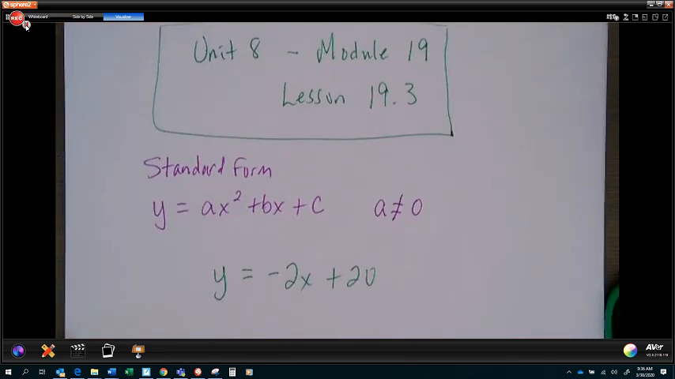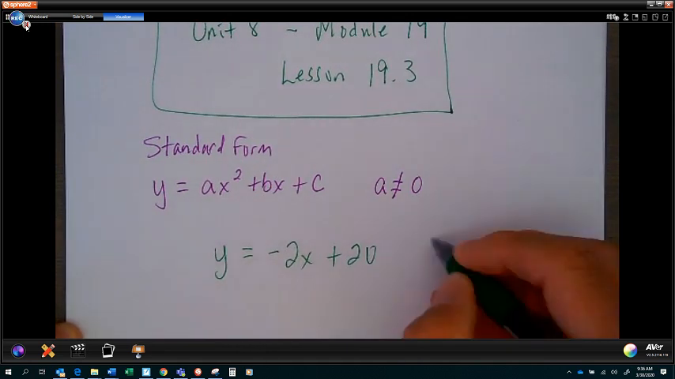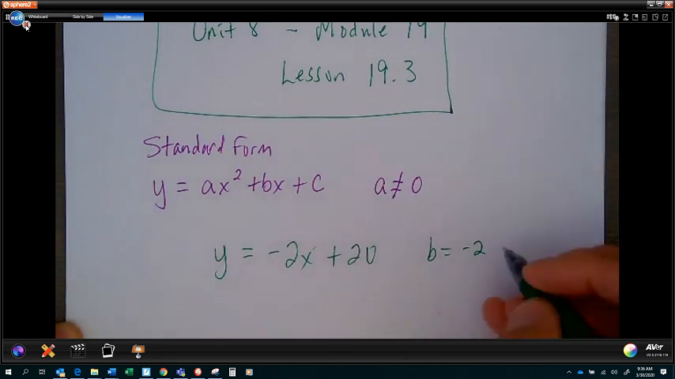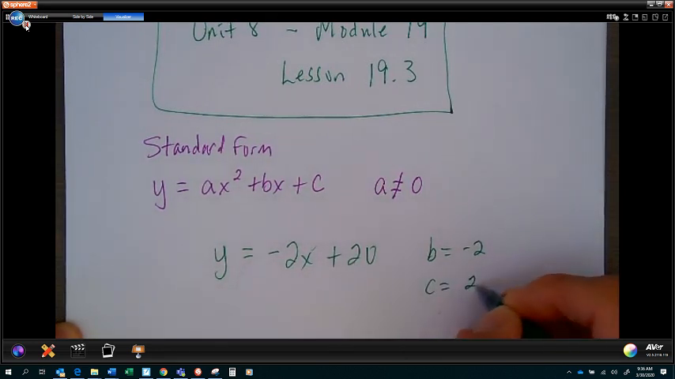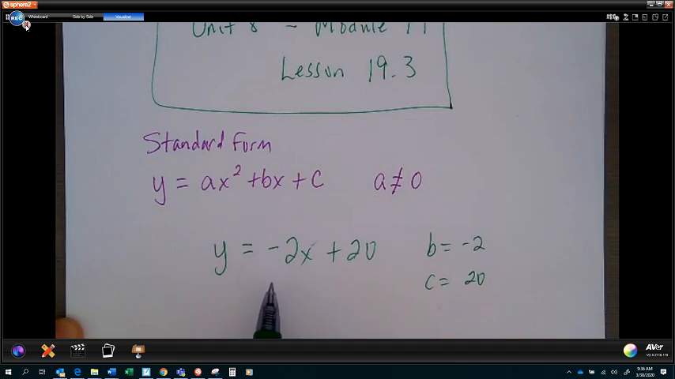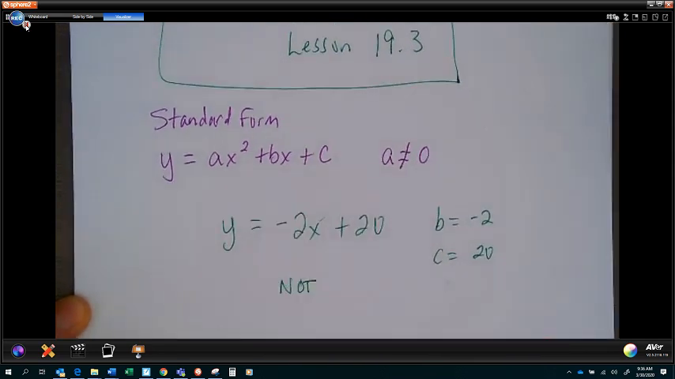The first one here, y equals negative 2x plus 20. If we compare this to our standard form, we see that we have a b value, which is negative 2, a c value, which is positive 20, but we do not have an a value. There is no x squared in this equation. Therefore, this is not a quadratic equation.